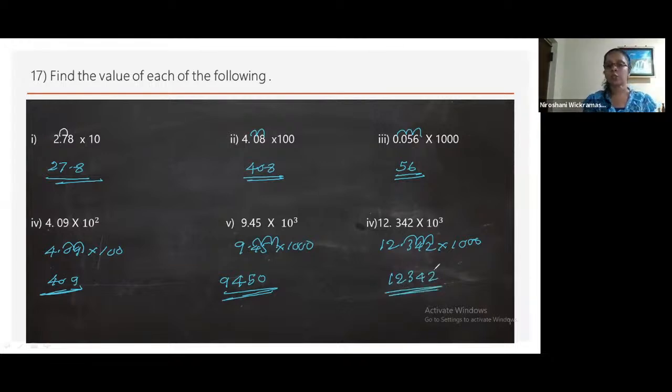Yes, 12,342. Right. I think you got it right. It is the opposite way of division, so that's why I didn't explain too much about this.